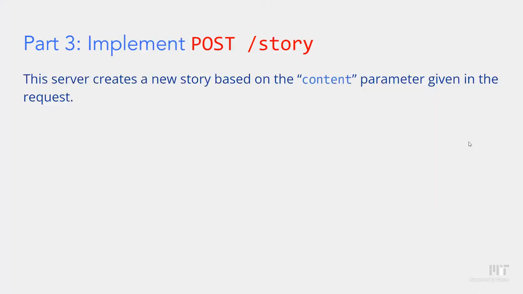So now let's actually implement the post request. So let's implement post /story, right? Let's implement what we want to do when the front end makes a post request to the /stories endpoint. And in this case, what we want to do is to create a new story based on the content parameter given in the request. We want to create a stories document inside our stories collection, right? But where do we get the content that is passed into us from the front end?